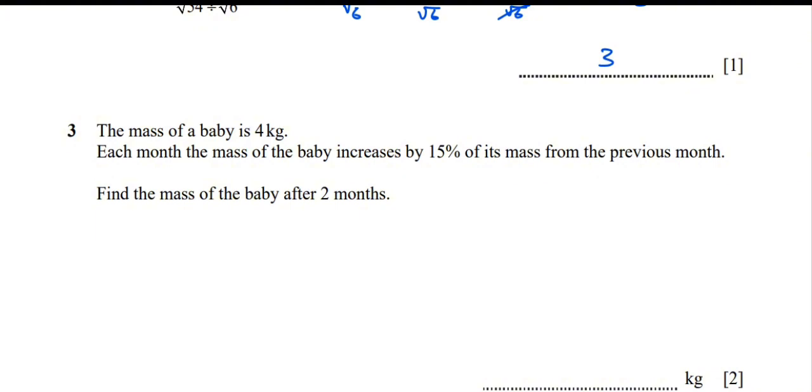Okay, so here we have a percentage increase by mass from the previous month. We are asked to find the mass of the baby after 2 months. In this question, this baby is 4 kg. After each month, the baby increases by 15% of its previous mass. After the next month, it will increase again by its previous mass. In this type of question, we call it compound percentage increase.